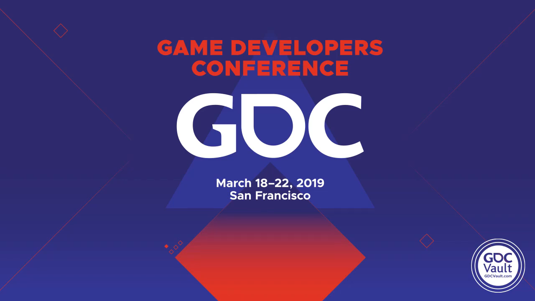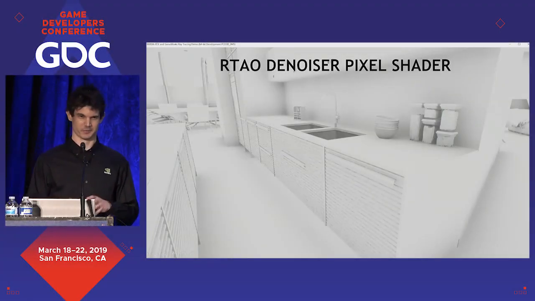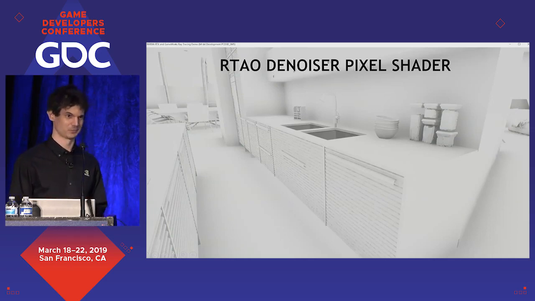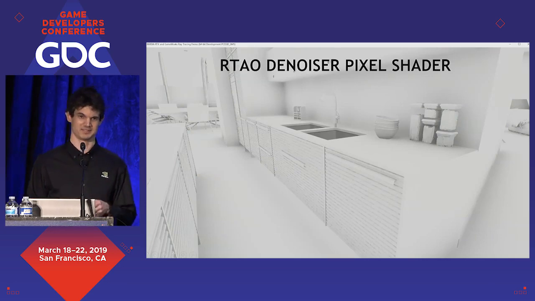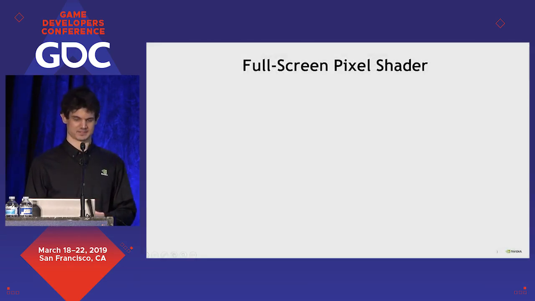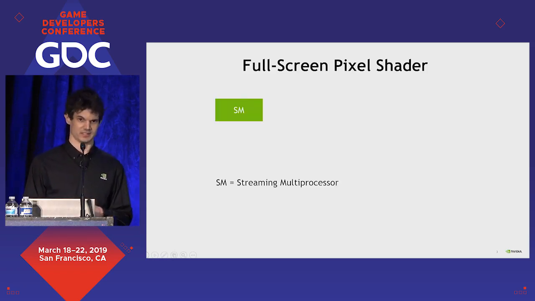Before I start, I want to recap a bit how full-screen pixel shaders map to GPU units on NVIDIA GPUs, in particular the NVIDIA Turing architecture. And here is an example of an RTO denoiser that is implemented as full-screen pixel shader passes. This full-screen pixel shader, its instructions are getting executed on the SM, which is the streaming multiprocessor.